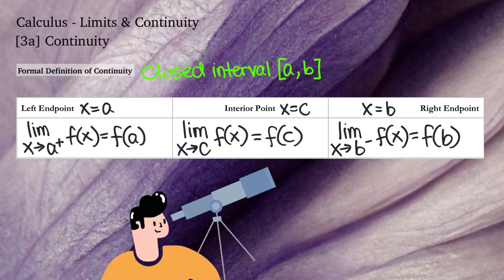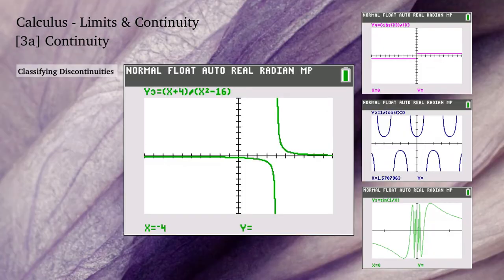This table is designed to help you visualize the interval with a on the left, b on the right, and c somewhere in between. We've arrived at the last part of this lesson, classifying discontinuities.